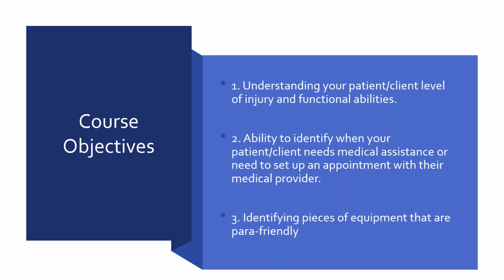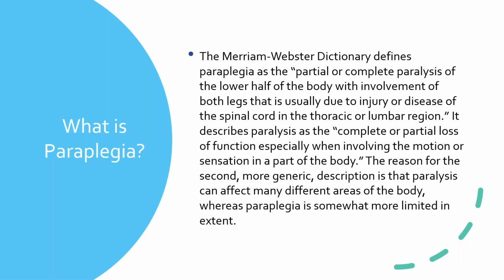So the course objectives will be: one, understanding your patient or client's level of injury and their functional abilities; two, the ability to identify when your patient or client needs medical assistance or needs to set up an appointment with their medical provider; and lastly, identifying pieces of equipment that are paraplegic friendly, things you could potentially order to have in your facility. Some are high tech, some are low tech, so we'll go over just a few of those as well.